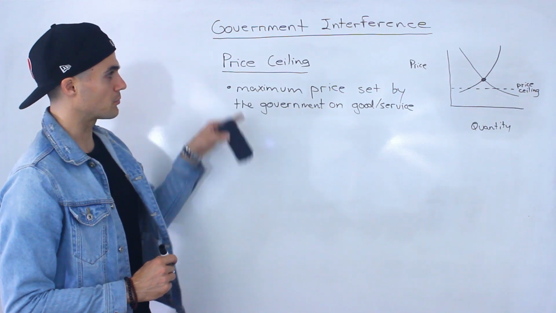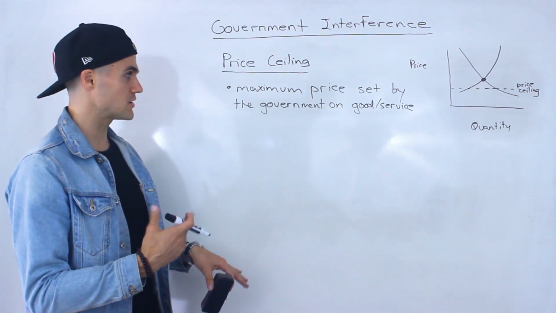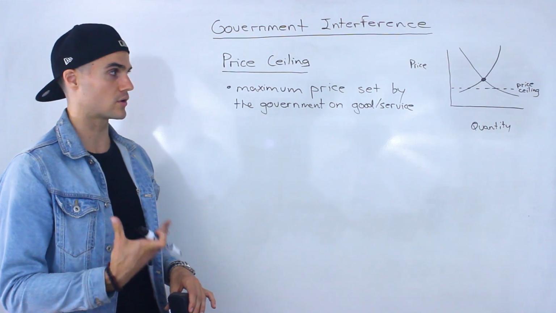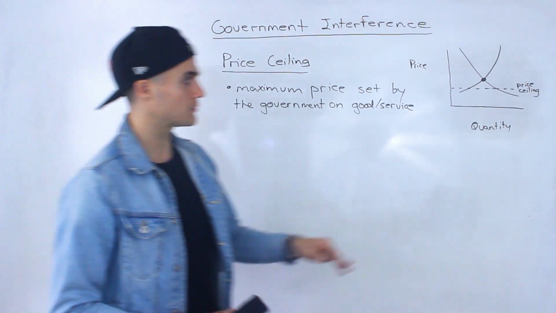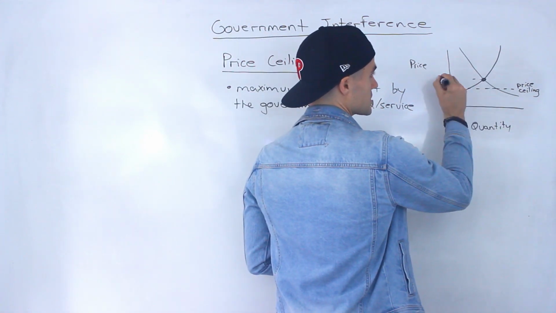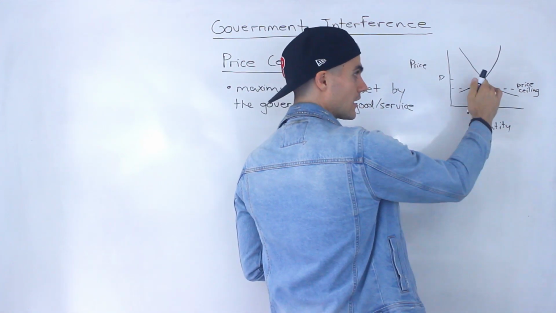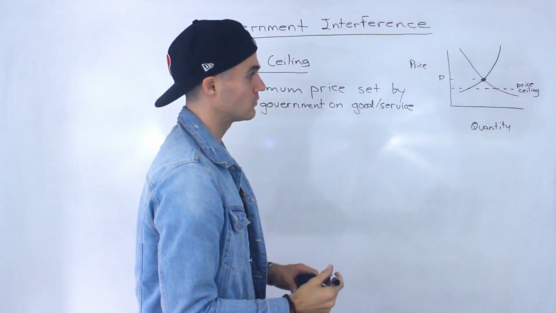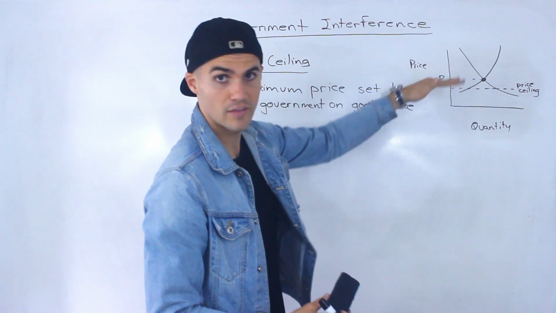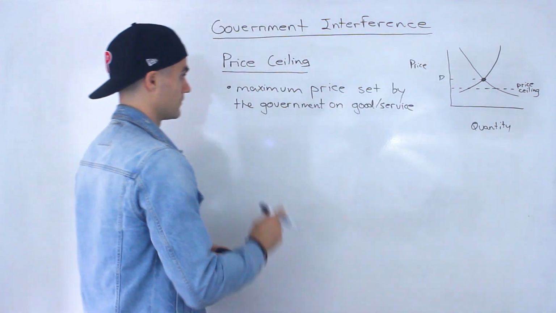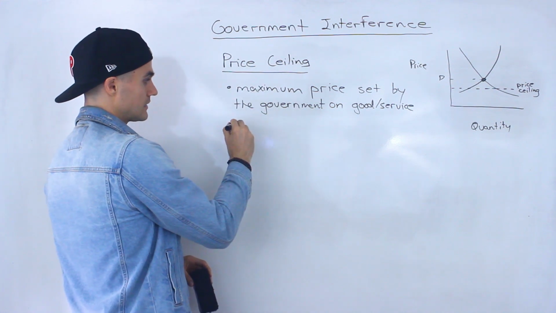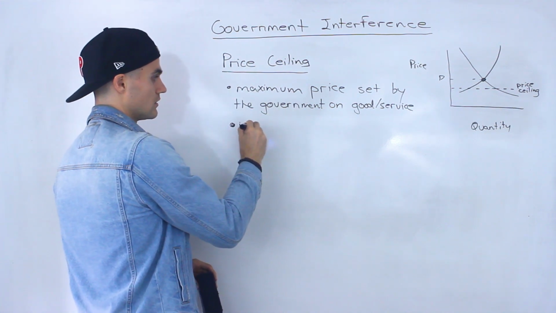So now let's talk about a price ceiling. And a price ceiling, as we mentioned at the beginning, is a maximum price set by the government on a good or service. And we talked about how a price ceiling, if it's below that equilibrium price, which is here, then it could prevent that market equilibrium from happening, because if the price ceiling is here, any price above that is going to be illegal in the market.